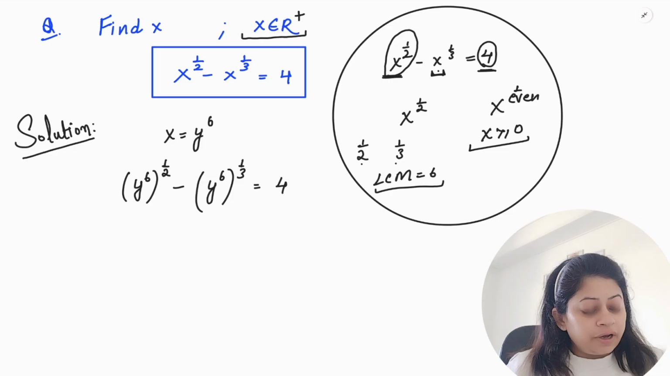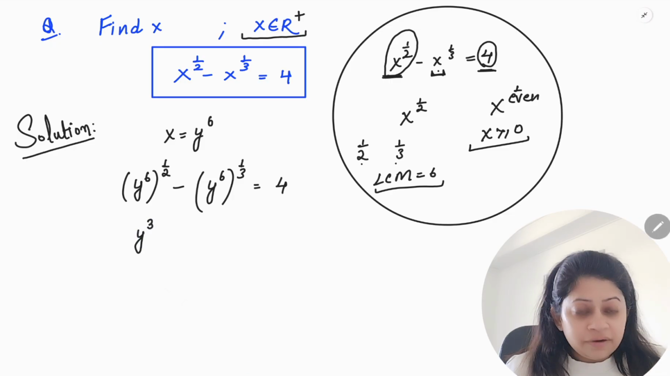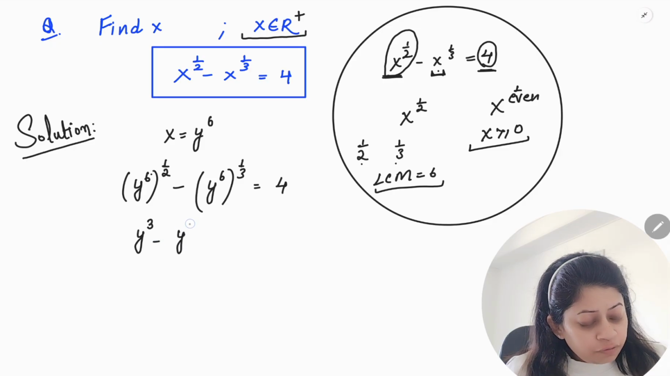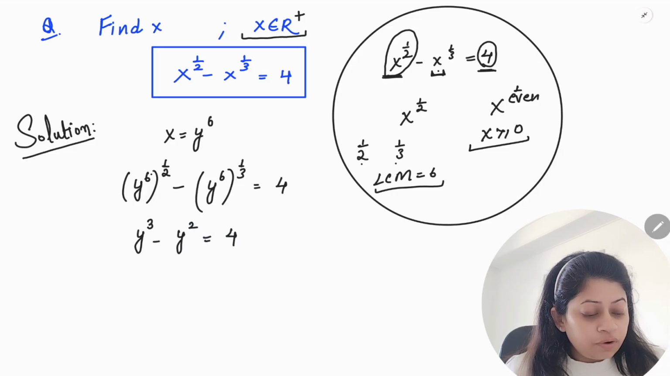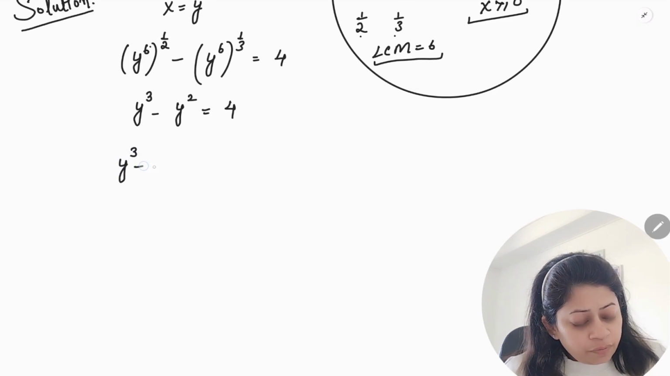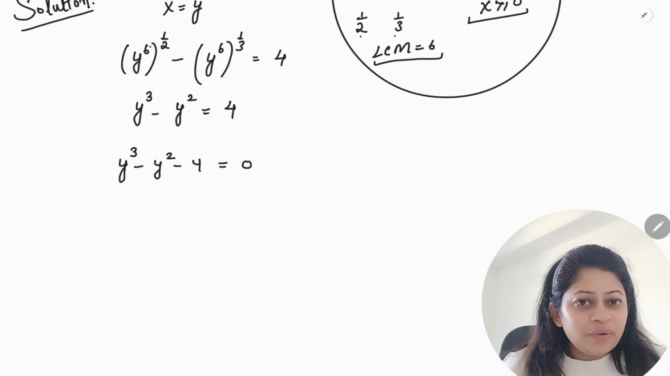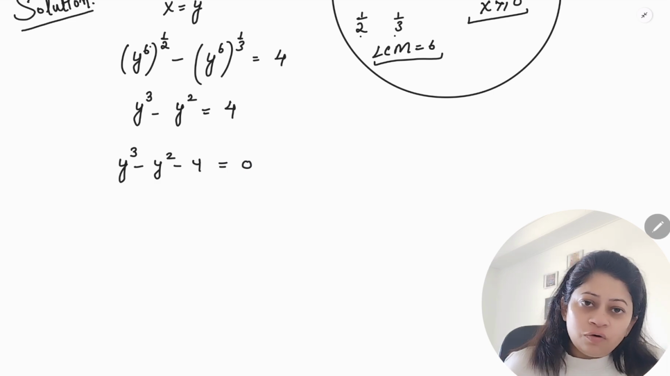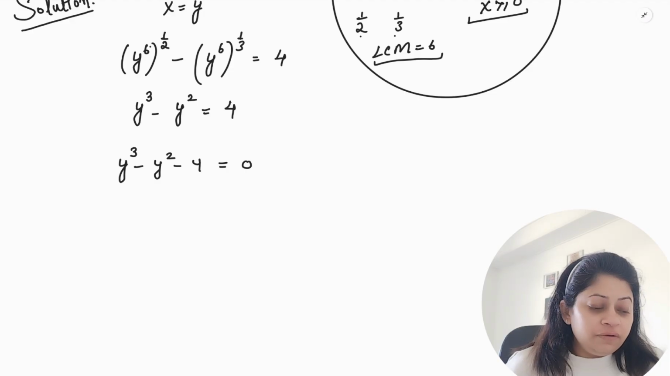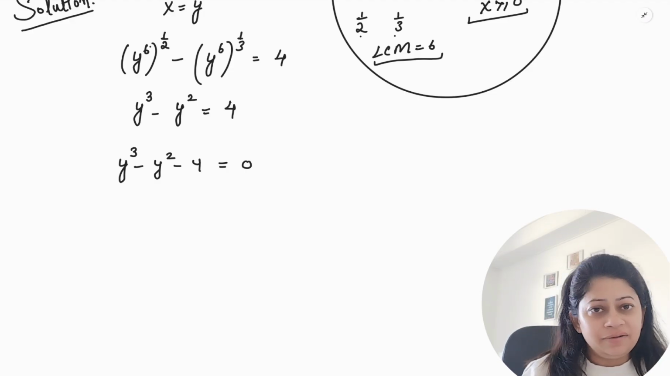Here this equation will become y raised to power 3, we can just multiply these two, minus y raised to power 2 is equal to 4. Or we can say it would become y cube minus y square minus 4 is equal to 0, which is a cubic equation. And how do we solve a cubic equation? We first find the first root by hit and trial method.